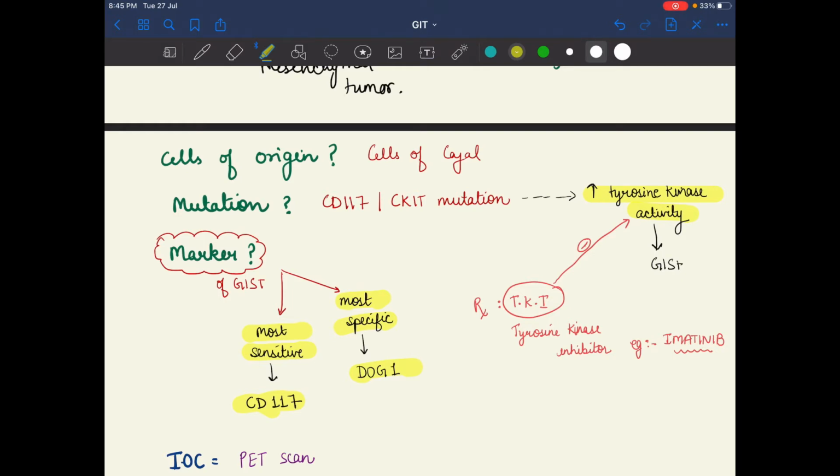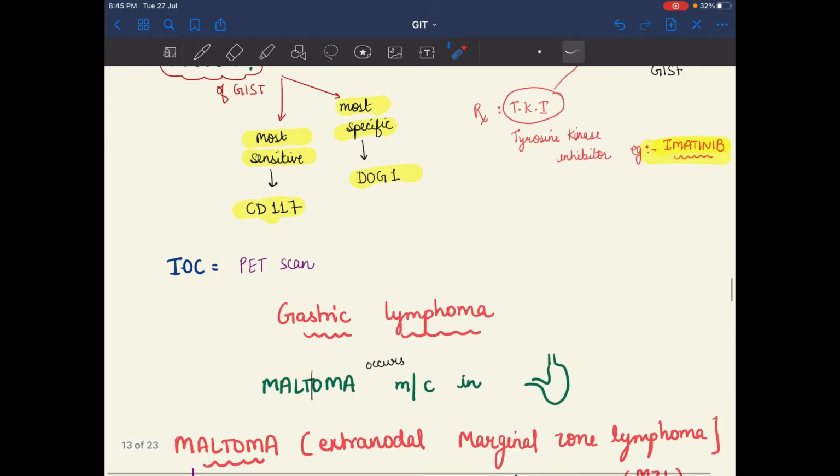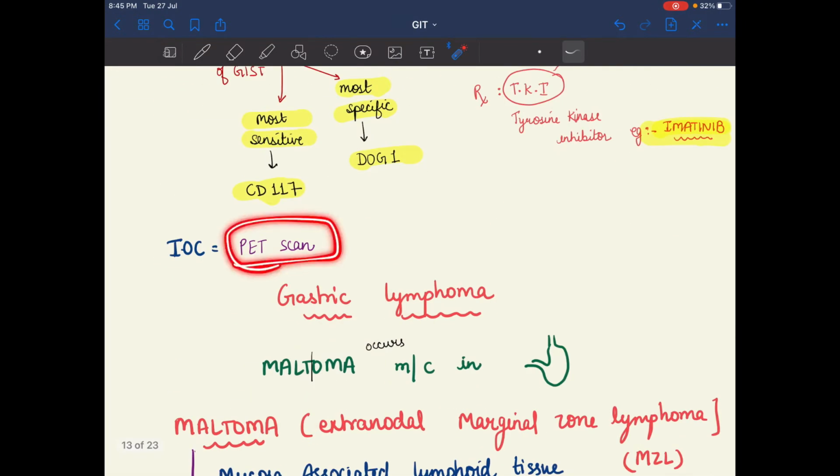So for the treatment, we have to inhibit this tyrosine kinase activity. We have to give a tyrosine kinase inhibitor, that is imatinib, because imatinib inhibits the tyrosine kinase activity. And in GIST there is an increase of tyrosine kinase activity, so we can give imatinib. For the investigation of choice for GIST, we do a PET scan.